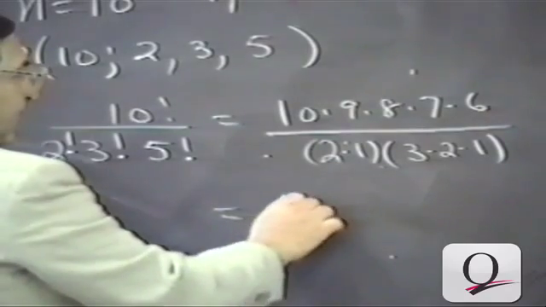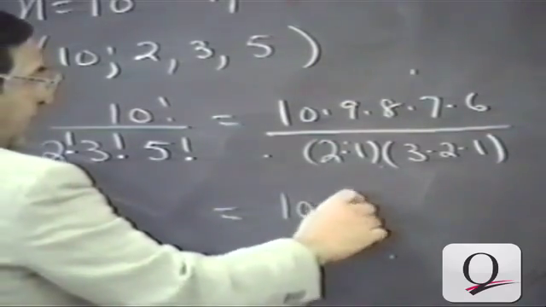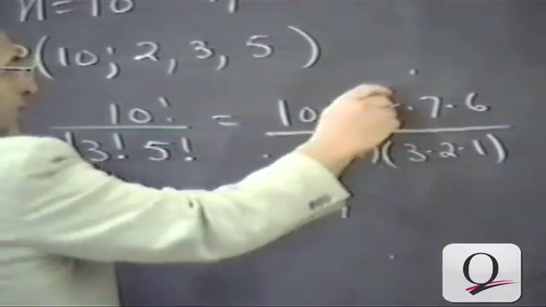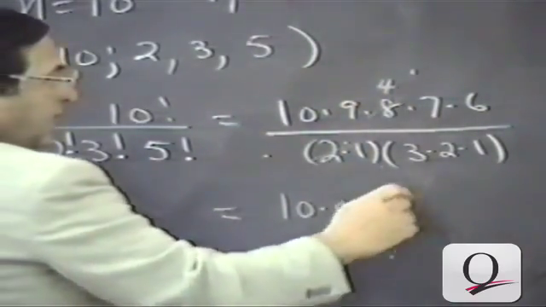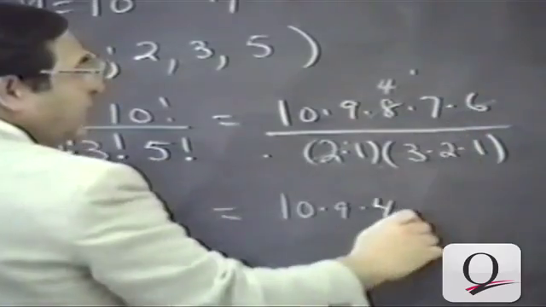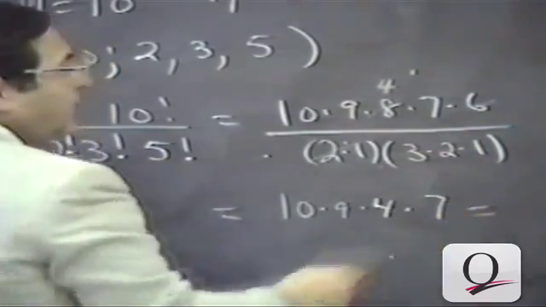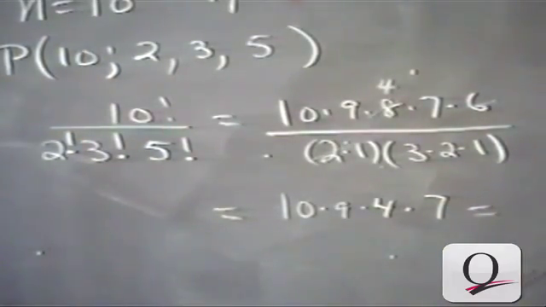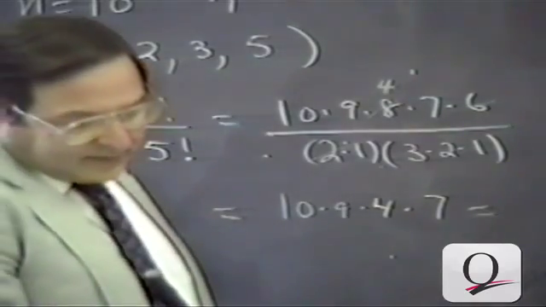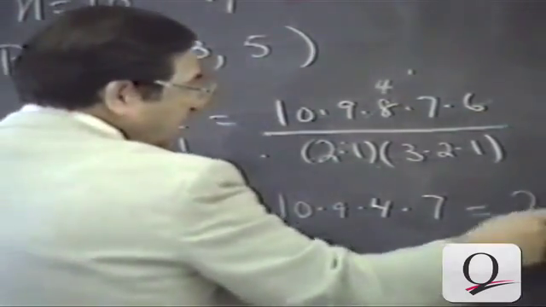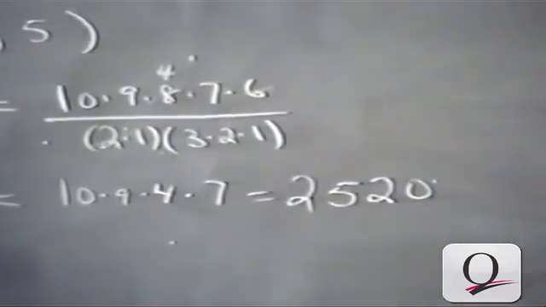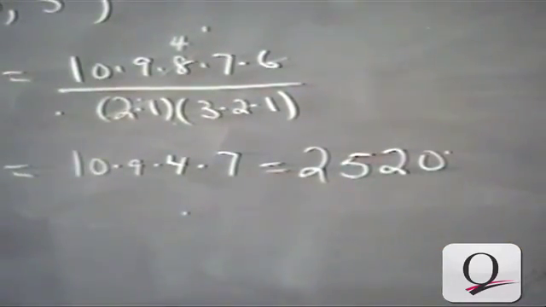So this gives me 10 times 9. This 2 I can cancel or divide into the 8, giving me 4. And this 6 will cancel this 6. So it's 90 times 28, and that is 2,520 distinct permutations.